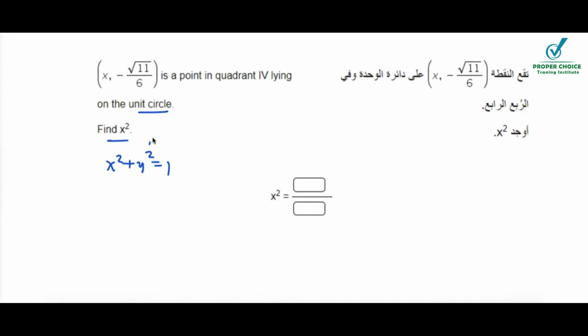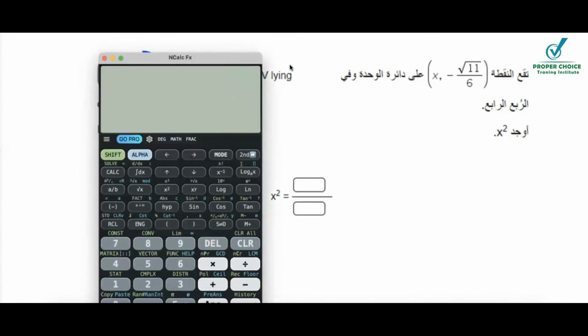So this equation will be rearranged as x square equals 1 minus y square. Now what is the value of y? This entire thing is representing y. Just substitute 1 minus negative square root of 11 by 6 square. Just take the help of a calculator. You'll be getting the answer for it.